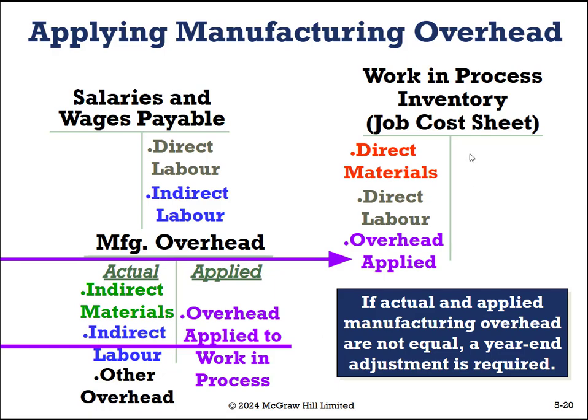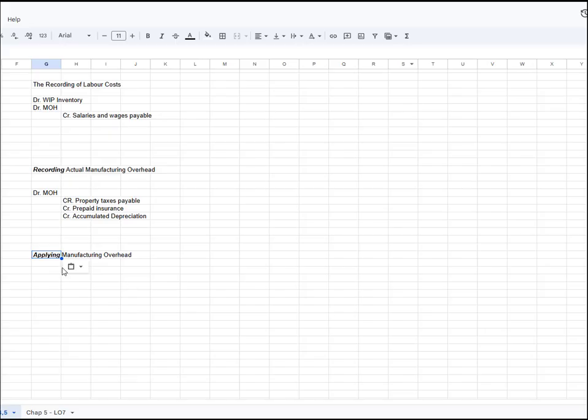So when we apply it to the job, we are going to do the following journal entry: we are going to decrease our manufacturing overhead account, and we are going to increase our work in process inventory because we're taking it from that T account. We're reducing the T account for manufacturing overhead, and we are putting it to work in process inventory for that job so that that job gets an estimate of its fair share of the total overhead. Otherwise, we would be under costing.